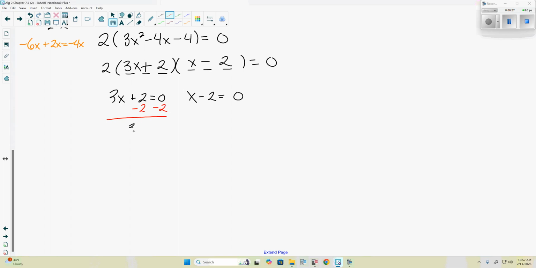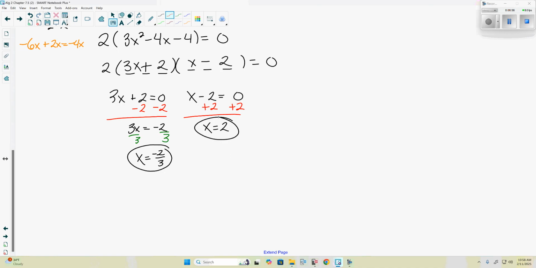If we subtract 2 first, it'll tell us that 3x is equal to negative 2. Divide both sides by 3, telling us x is negative 2/3. On our other equation, x minus 2, we can add 2 to both sides, telling us that x is equal to 2.